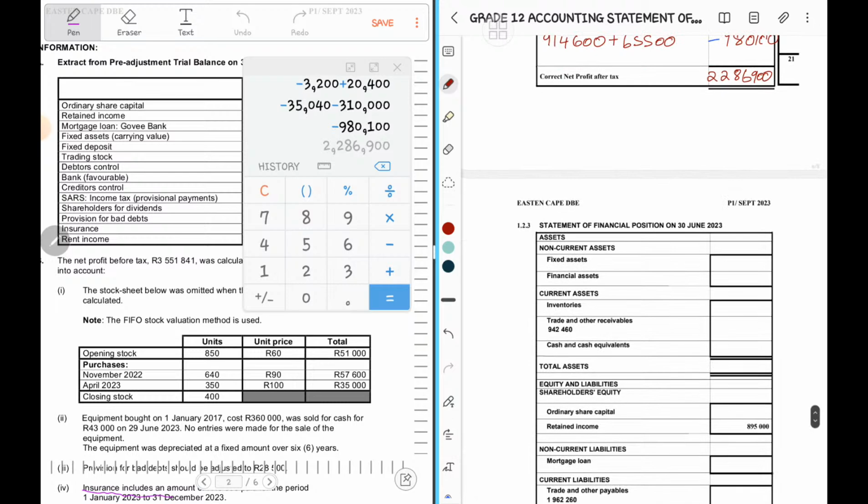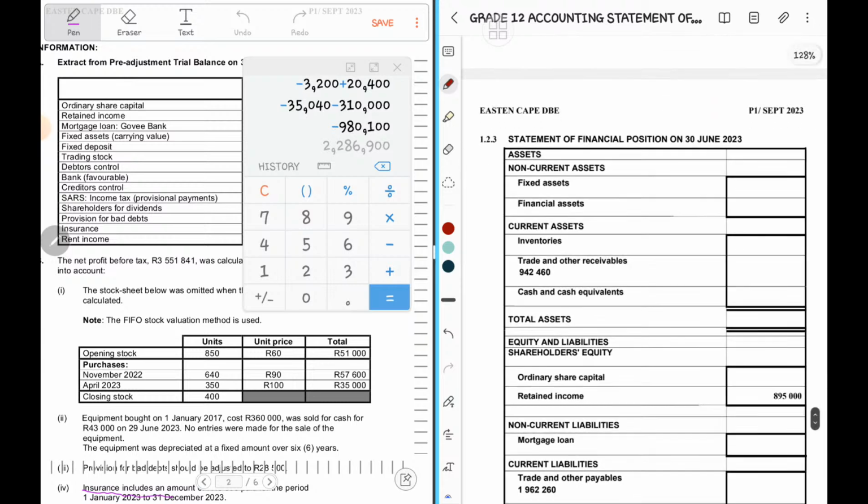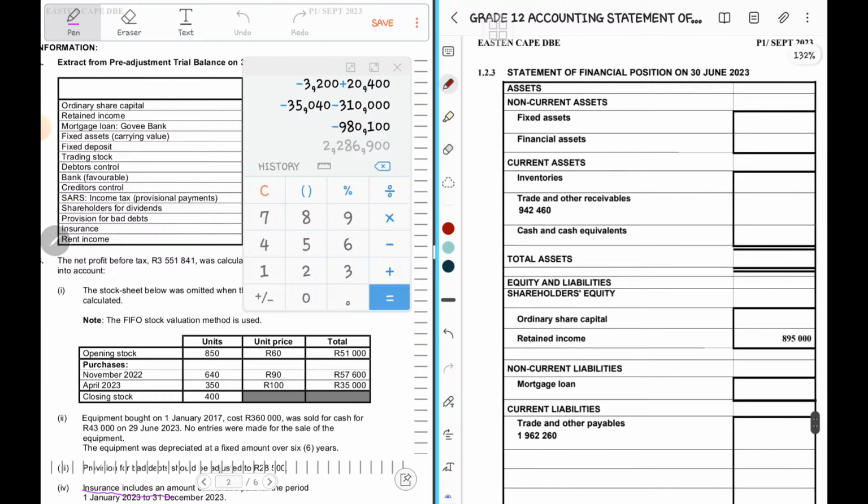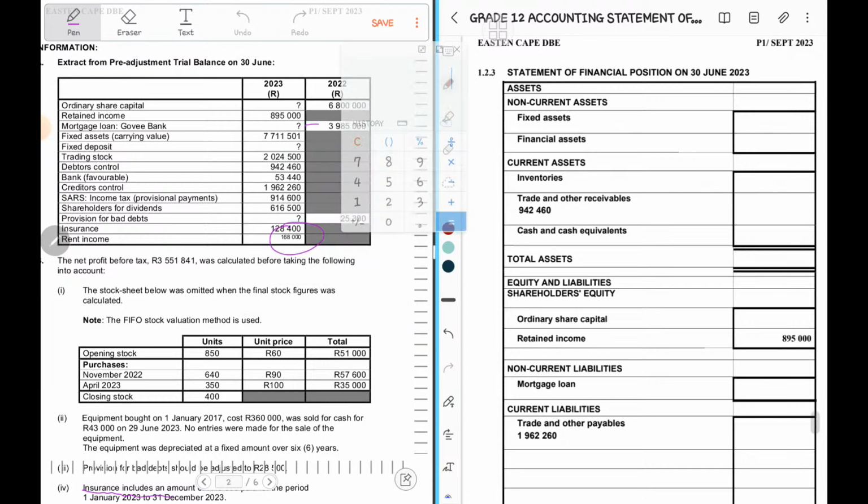Then now we can proceed to the statement of financial position at last. Okay, so here we won't take that much time. First of all we have to note that there was an equipment that was sold.